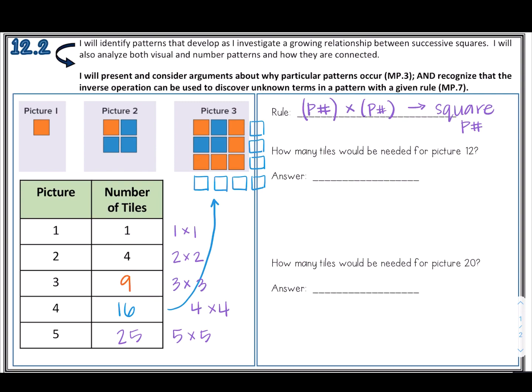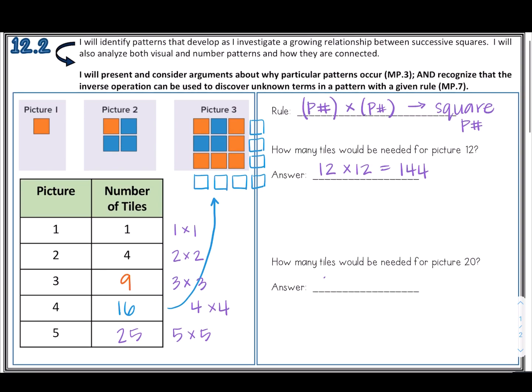So now it says, without drawing pictures, how many tiles would be needed for picture 12? So you would just do 12 times 12, which we know is 144 tiles. And you don't want to have to draw all those pictures. You want to be able to figure out the number pattern or the formula. How many tiles would be needed for picture 20? Now that we know the rule or the pattern or the number formula, then it would just be 20 times 20, which we know is 400.